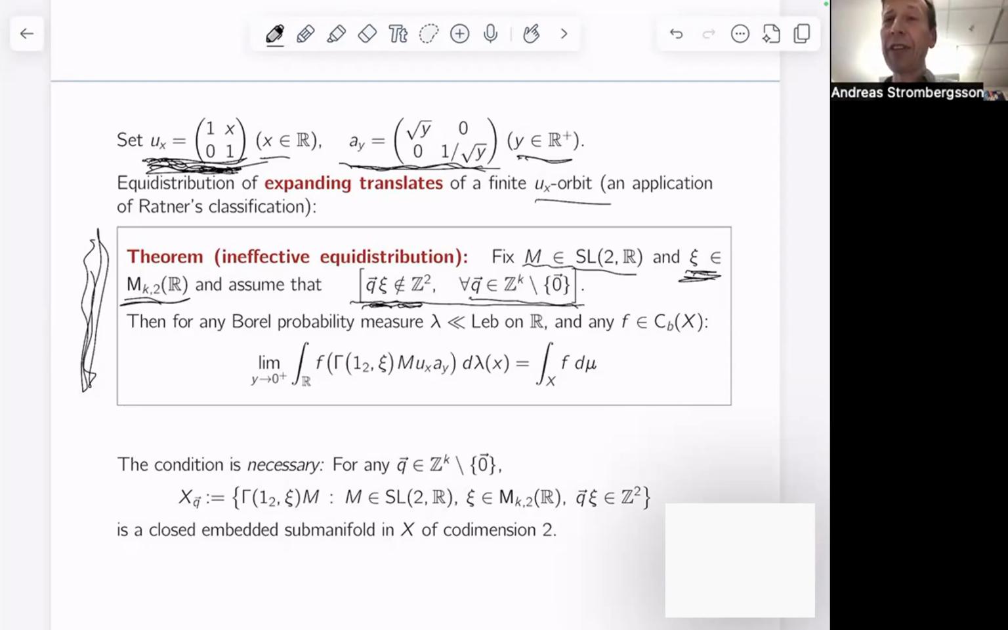Under that assumption, this theorem states that if I consider the following average, so here lambda is an arbitrary Borel probability measure on the real line, absolutely continuous with respect to Lebesgue measure. But when you look at this result, you may like to think about lambda as just the Lebesgue measure on the unit interval, or say uniform measure on any fixed interval. Then what we see here is just an average along a one-dimensional curve.